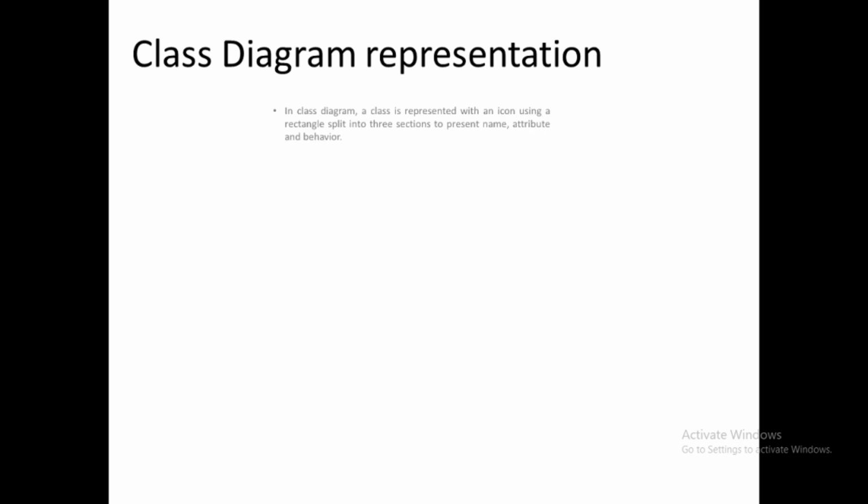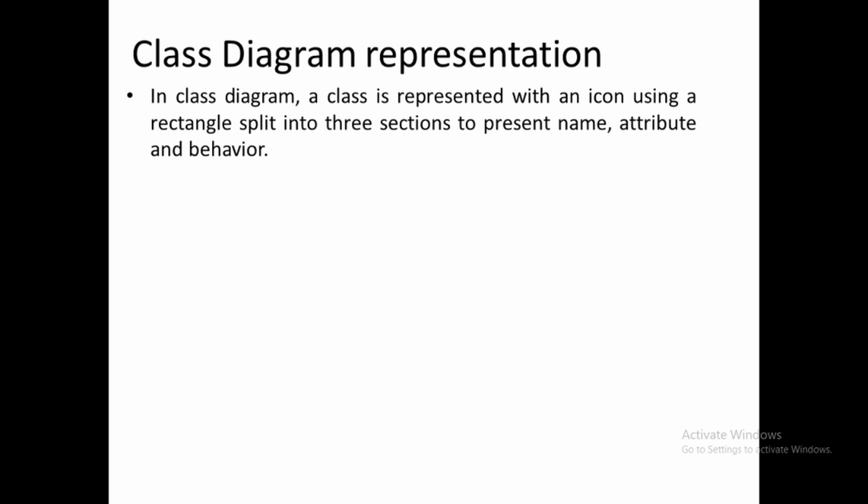Class diagram representation. In class diagram, a class is represented using an icon using a rectangle split into 3 sections to present name, attribute, and behavior. This is regarding class. Remember, so individual class. In individual class, we have to give these 3 information: class name, attributes, and behavior. For attribute, you can also use word property, and for behavior, you can also use word method. And both this attribute and behavior, in general, it is known as features or members.